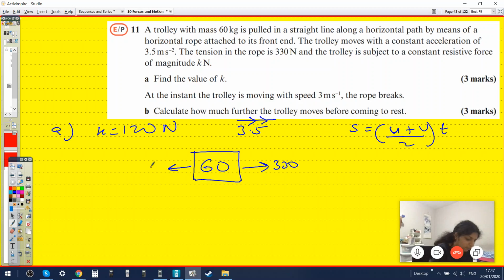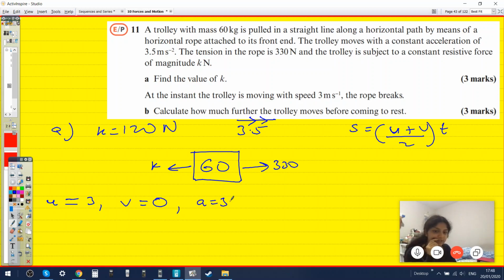Oh, wait, that's the wrong formula. I need the formula book. Oh, I can just do that formula. What do you know? You know everything except S and T. You don't need T, and you need to find S. What is U? 3. V is 0. A is 3.5. And you want S? Yeah.